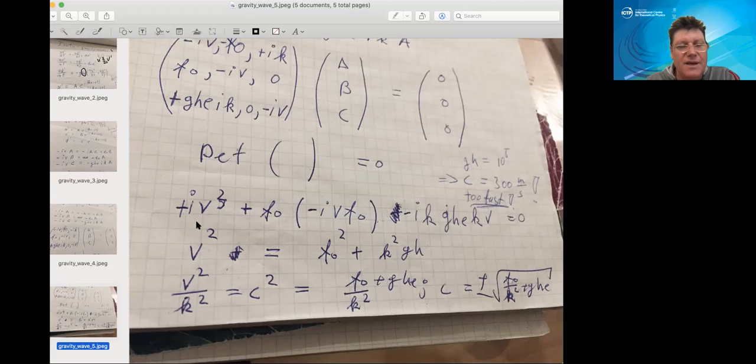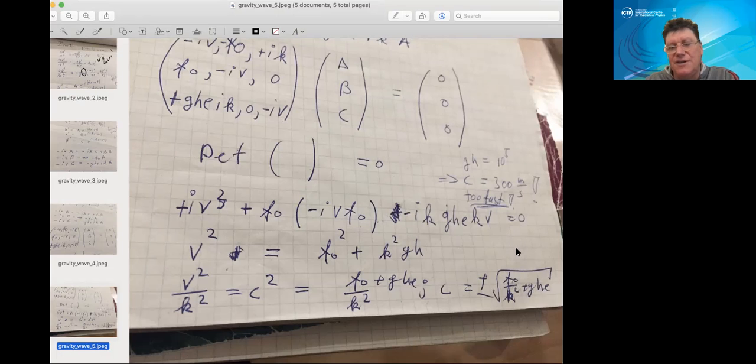If you work this out, you get an equation for the frequency of these waves. Then you can divide this by the wave number in x direction k. That gives us the square of the phase velocity, and that is equal to f naught divided by k squared plus g times the height of the system. So if we take the square root of this, the phase velocity in x direction is plus or minus the square root of f naught divided by k squared plus g times the scale height of our system.